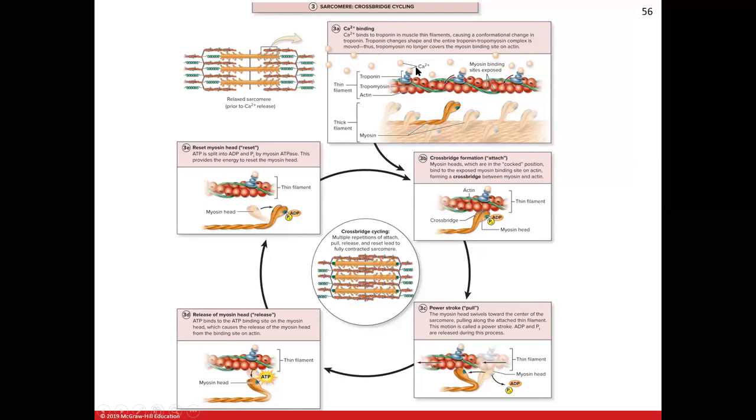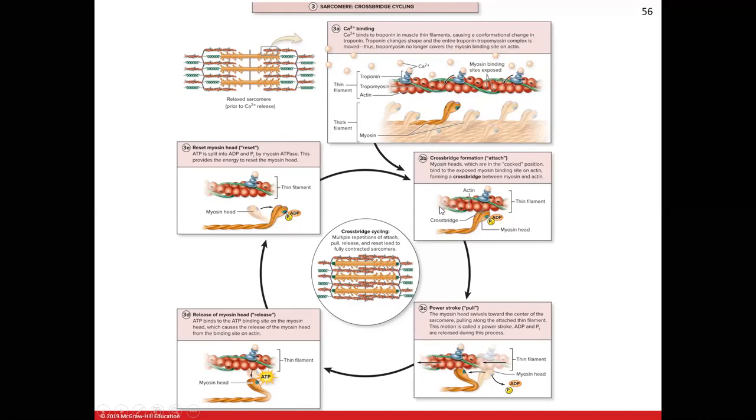As you see, calcium comes in and binds to troponin. Troponin goes through a shape change, and as it changes shape, it causes the tropomyosin to shift off of these myosin binding sites of the actin molecules. This now allows a location for the myosin heads to come in and bind. Once our myosin binding sites are open, this leads us into the cross-bridge formation.